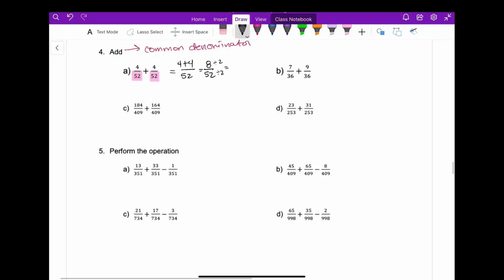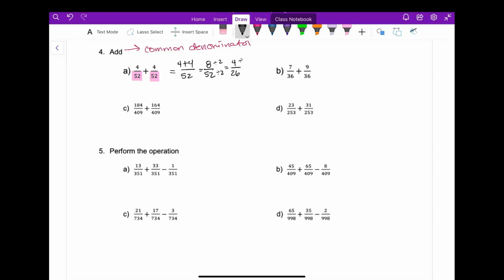Y'all, if you see that you can divide by a bigger number than 2, that's how I always get started. That does not mean that's how you do it. You can get started with 4 if you like that, or 8 if it works. I get started with 2, doesn't mean you have to. 8 divided by 2 is 4. 52 divided by 2 is 26.